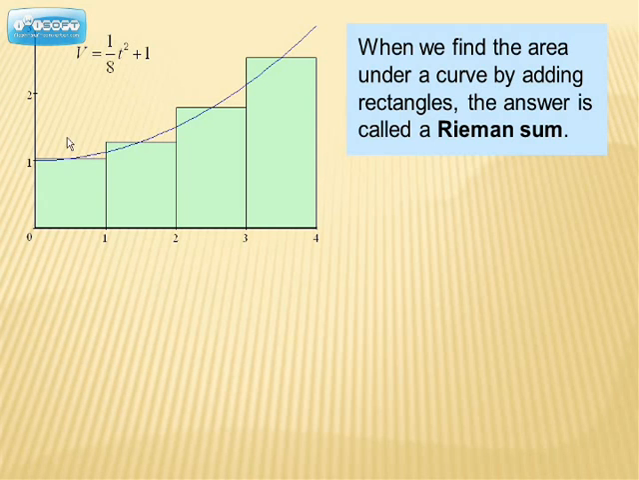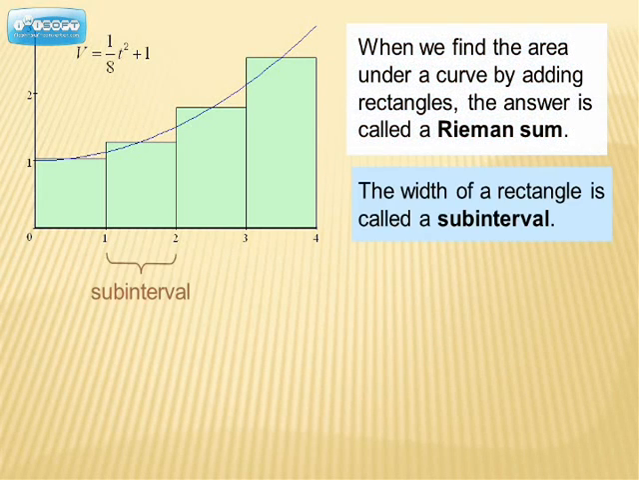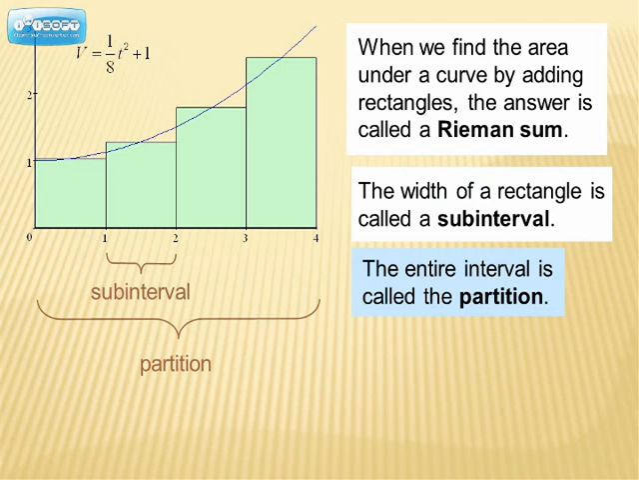So we have this function here, a velocity function, which is 1 over 8 t squared plus 1, and I'm splitting this up into 4 subintervals over the interval from 0 to 4. The width of the rectangle is called the subinterval. The entire interval is called a partition.